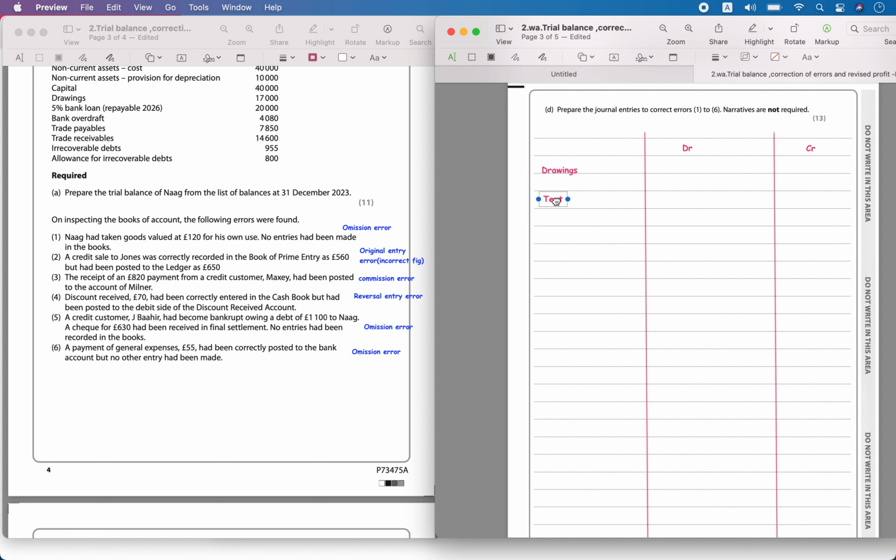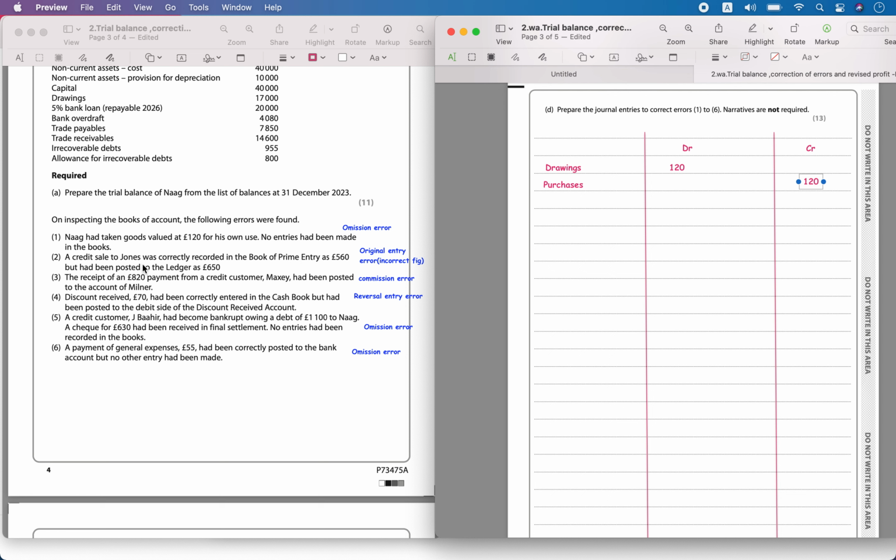So let's put in the purchases. Okay, so these are the two accounts that get affected. So drawings is 120. Okay, it has been omitted, no entries had been made, so these are the double entries I'm going to make on the correct side. So debit drawings and credit purchases account, value of 120.